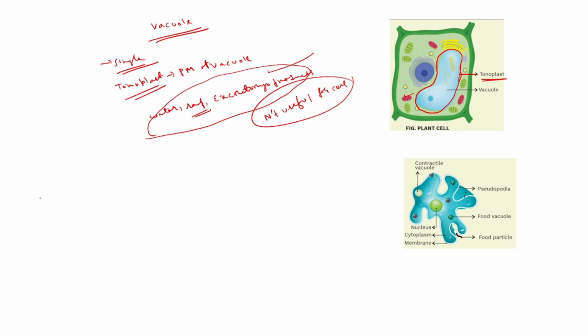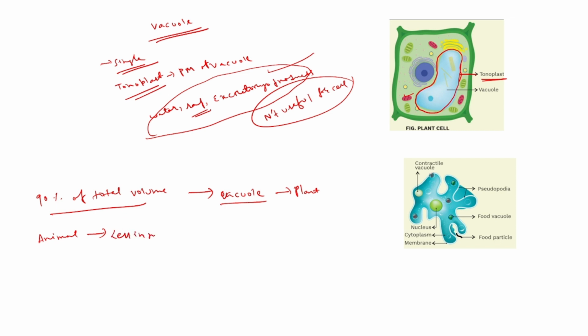That means in the plant cell, 90% of the total volume is occupied by the vacuole. That means the vacuole is so large that it occupies 90% of the total volume of the plant cell. But in the animal cell, normally it can be found or it can be absent. If it is found, it is present in very small numbers and is very small.